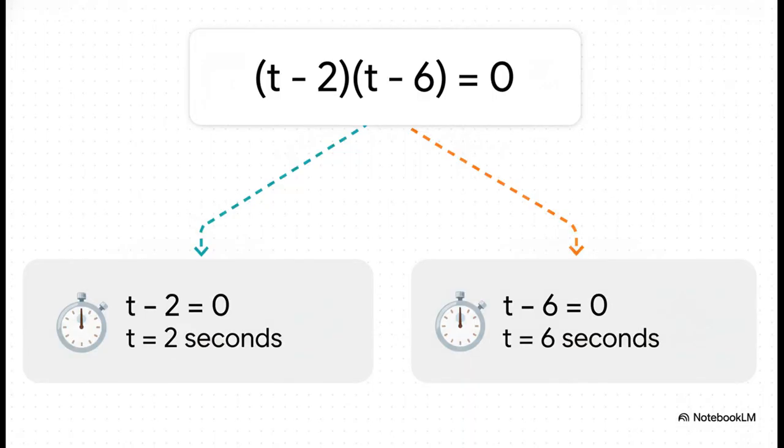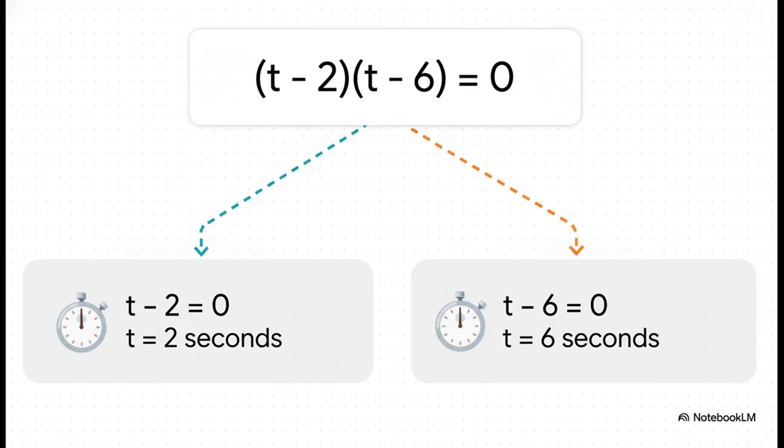And whoa, look at this. This is a major twist in the case. We don't just have one solution, we have two. For that whole equation to be 0, either the t minus 2 part has to be 0, or the t minus 6 part has to be 0. And that tells us something incredible. Our particle doesn't just stop once.